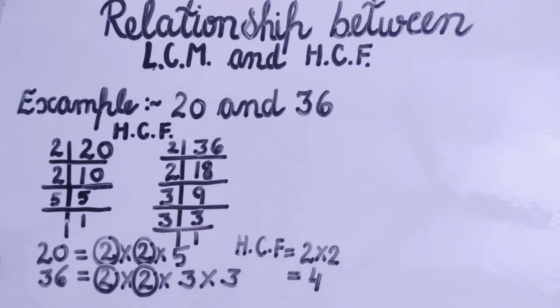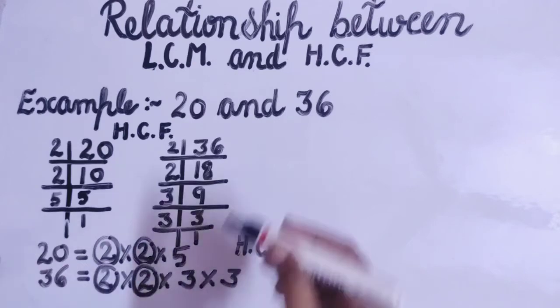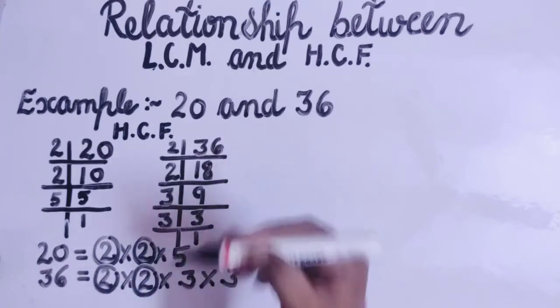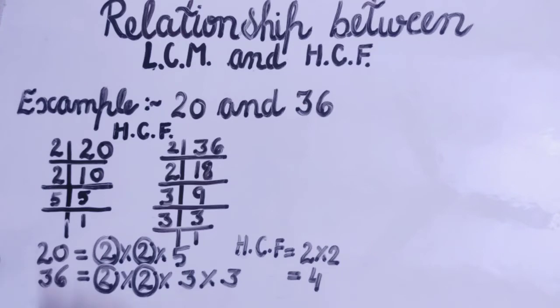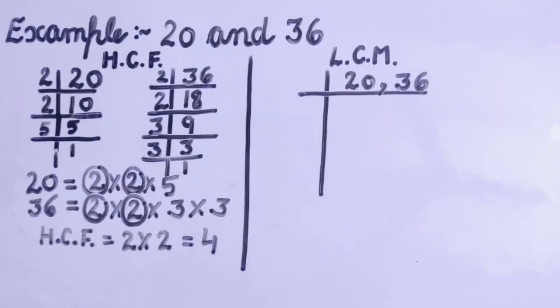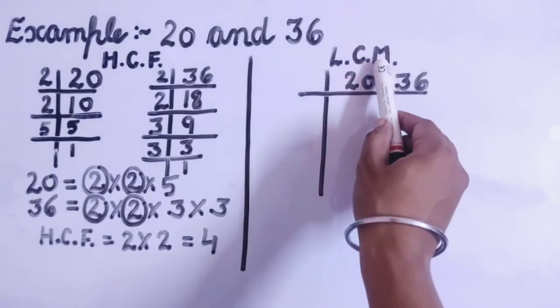is equal to 4. Students, when we are finding out the HCF, we have to follow 3 steps. First one is, we have to do the prime factorization. Second step, we have to find out the common factors and write them separately. Third step is, we have to find out the product of the common factors and the result will be called the HCF.